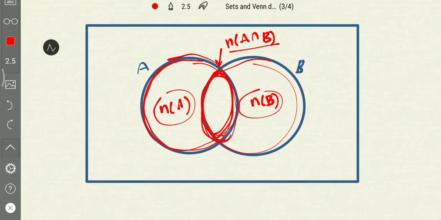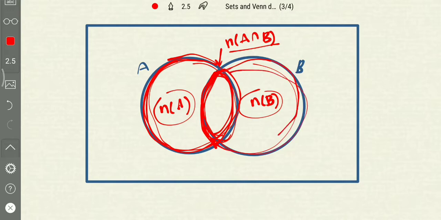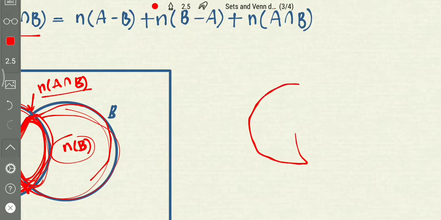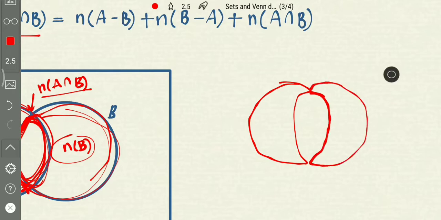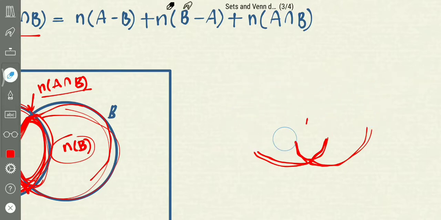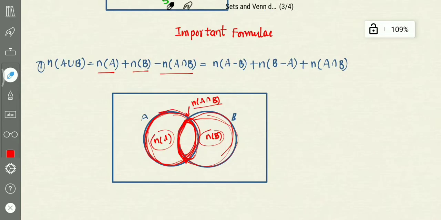It can also be represented as n of A minus B, this part. n of A minus B is this, n of B minus A is this. If we add these two and also add this intersection part, we get n of A union B. This is n of A minus B, and this is B minus A. If we add these two, it will be n of A minus B plus n of B minus A. And if we add this also, this is n of A minus B, this is n of B minus A, and this is n of A intersection B. If we add all this, we get n of A union B. This is the important formula we need to remember.